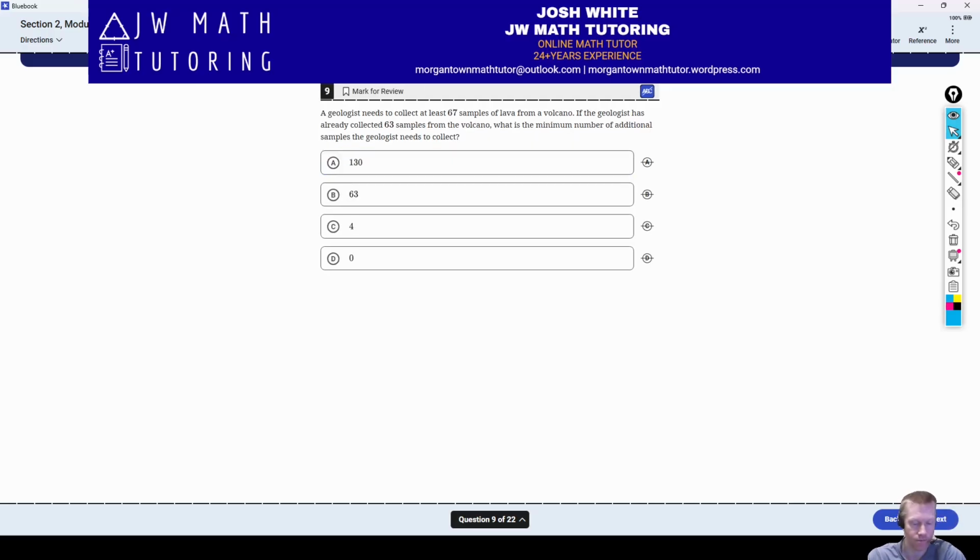All right, next. Here you have a problem where it's basically saying this geologist has collected 63 samples already, needs to collect some number more so that you have at least, i.e. greater than or equal to, 67 samples. So what's the minimum number? Well, notice it's just the value you get by subtracting 67, the number you need, minus 63, the number you have, so it's 4. Needs at least 4 more samples to add to 63 to reach 67.